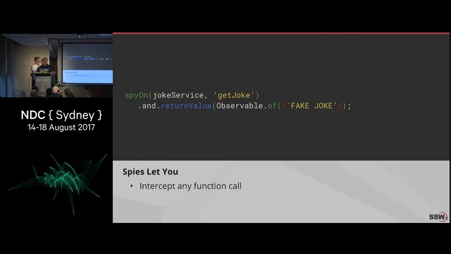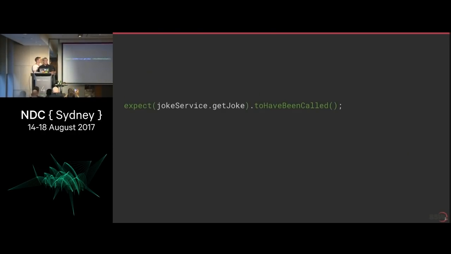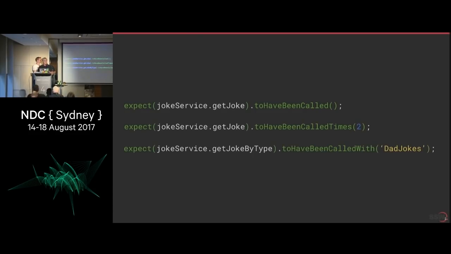Why spies are great is they let you intercept any function call. You can use your real service, intercept the function calls, and override the behavior of that function. What's also great about spies is they let you check the interaction between your class or your component and the dependencies. We can check whether that getJoke method on the joke service was actually called, how many times it was called, and even what parameters were passed to that getJoke method.